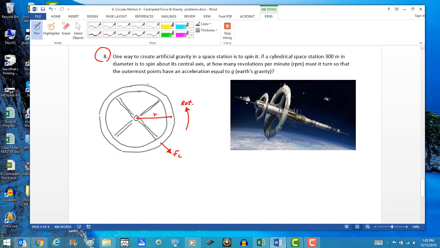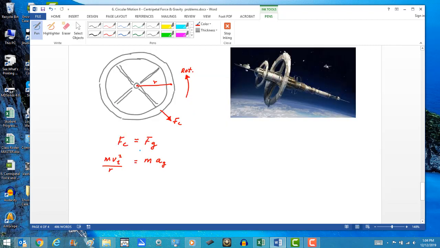In this one, we've got a space station, so you can imagine this big ring slowly spinning around the axis and generating centrifugal force, such that the people living in the ring around the outside feel like they're experiencing an acceleration equal to Earth's gravity, 9.8 meters per second squared. So you could start by setting the F sub c, the centrifugal force that they would experience, equal to the force of gravity on Earth.